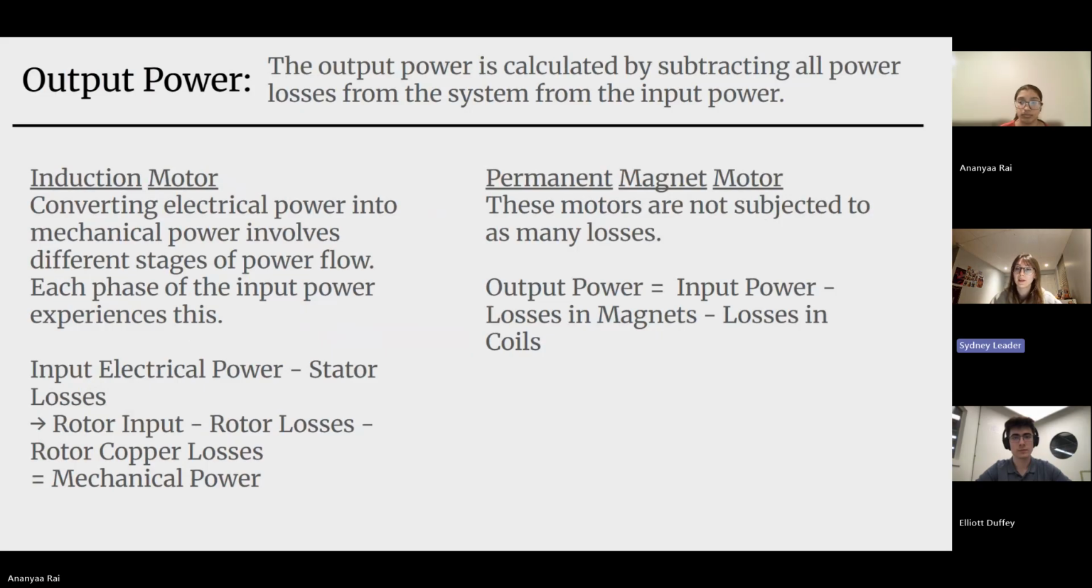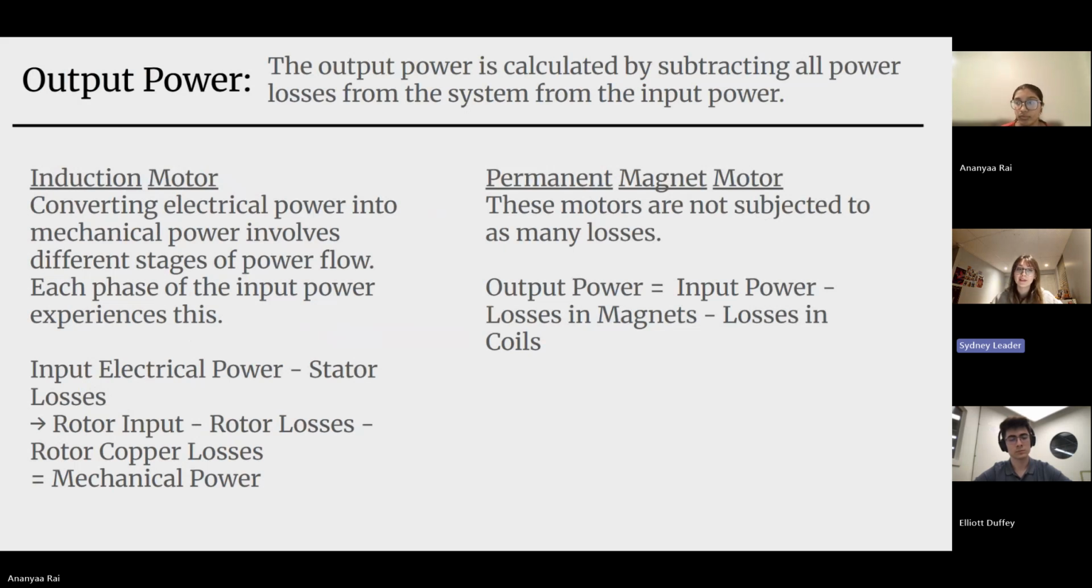Looking at output power, the output power is calculated by subtracting all power losses from the system from the inputted power. In induction motors, after the power is supplied to the stator, the motor experiences losses in power. Power is then transported to the rotor, and this is the power that is then converted into mechanical power. In this COMSOL model, the output power is calculated using the equation power is equal to axial torque times the angular frequency of the rotor.